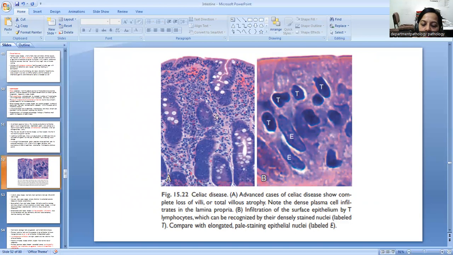Here we can see an advanced case of celiac disease which shows complete loss of villi, or total villus atrophy, and there is a dense plasma cell infiltrate in the lamina propria. Then there is infiltration of the surface epithelium by T lymphocytes, which can be recognized by the densely stained nuclei.